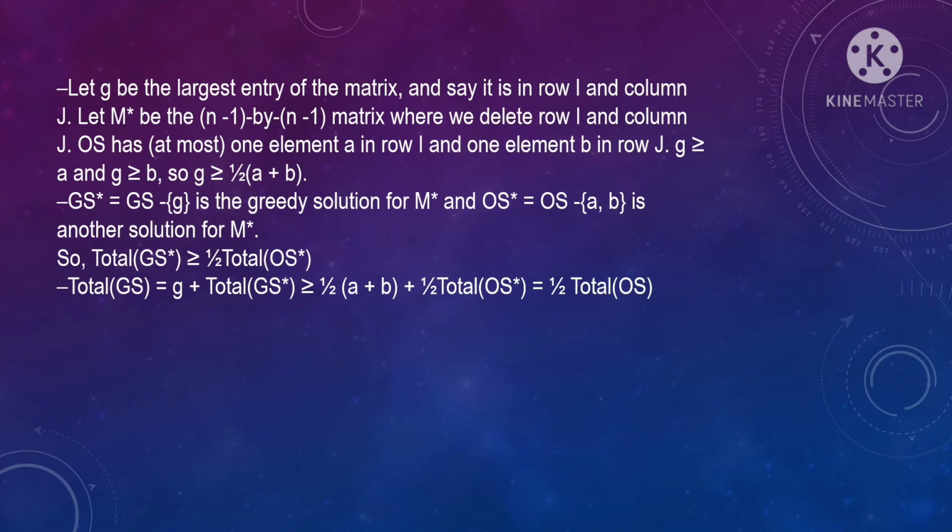Let G be the largest entry of the matrix, and say it is in row i and column j. Let M* be the (n-1) matrix. GS* equals GS minus G is the greedy solution for M*, and OS* equals OS minus A and B is another solution for M*. So total(GS) is greater than or equal to OS. Total(GS) equals G plus total(GS*), which is greater than or equal to 1/2 (A plus B) plus 1/2 total(OS*), which equals 1/2 total(OS).